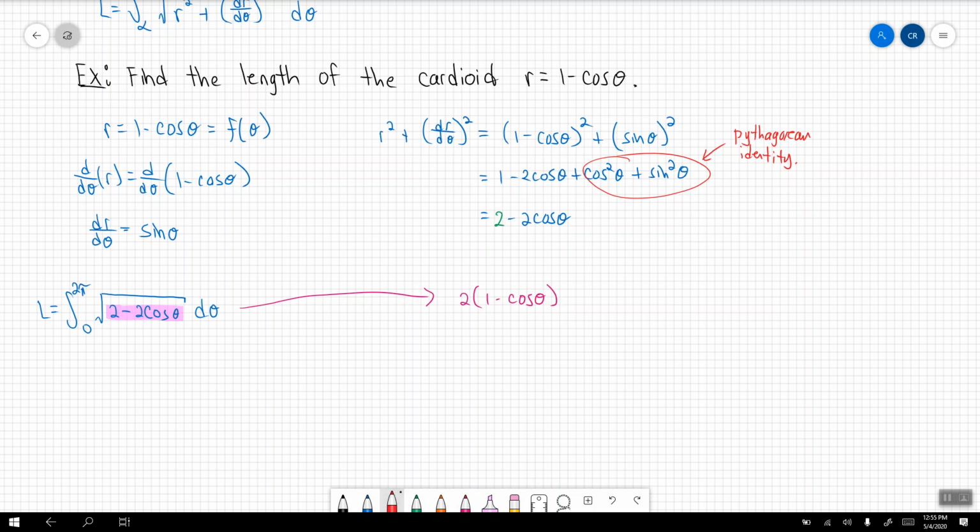But what I do know is I know one of these, let's say, double angles is sine squared theta.